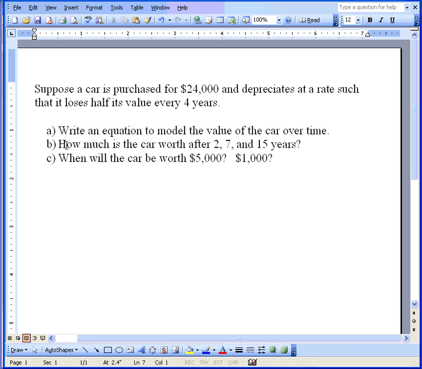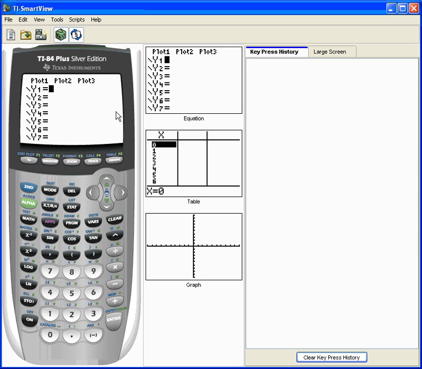And then answer how much is the car worth after 2, 7, and 15 years, and then finally when will the car be worth $5,000 and $1,000. Okay, so to do that I'm going to minimize that. We've got our calculator here. I'm going to type in the equation. If you want to pause me and write that equation, that would be wise.